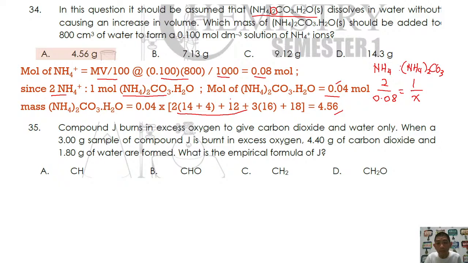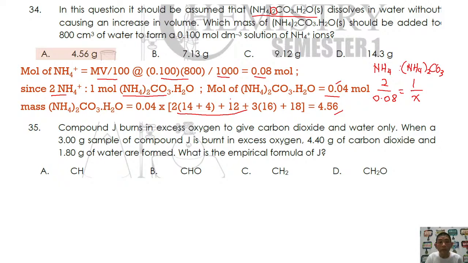Okay. And last but not least, question number 35. Compound J burns in excess oxygen to give carbon dioxide and water only. When 3.00 gram of compound J is burned in excess oxygen, 4.40 gram of carbon dioxide and 1.80 gram of water is formed. What is the empirical formula of J?